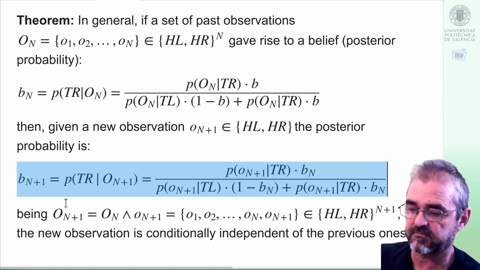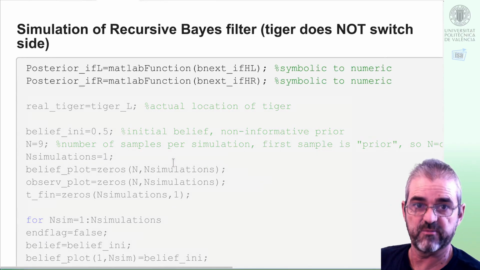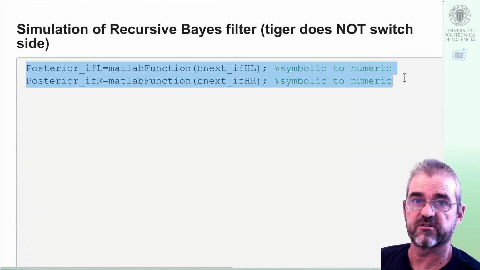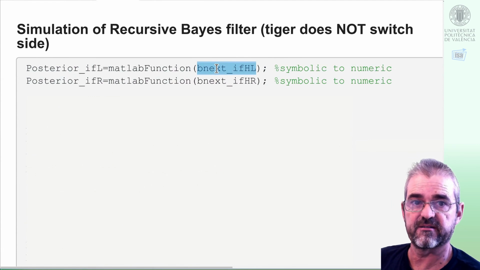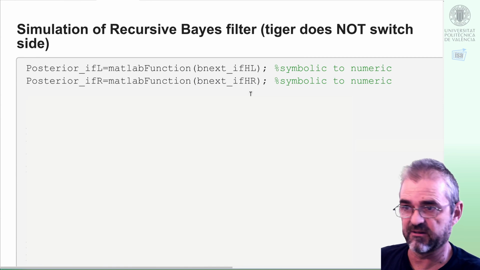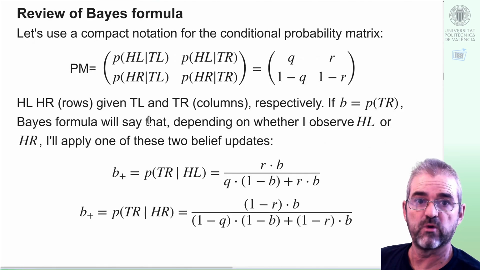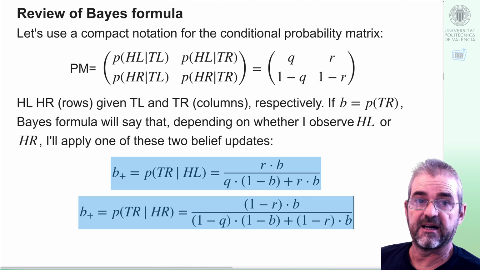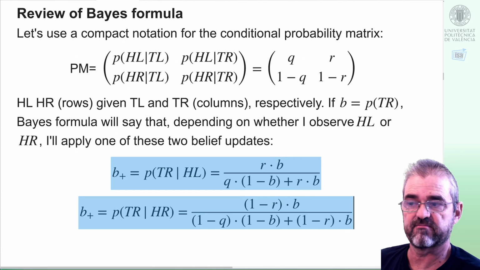So let us start discussing the simulation code. The first 2 lines will just compile the application of Bayes' formula for the next belief if I hear left or the next belief if I hear right. In particular, the 2 lines I highlighted are numeric versions of these symbolic equations. So we have the next belief if here left, first expression, and next belief if here right.